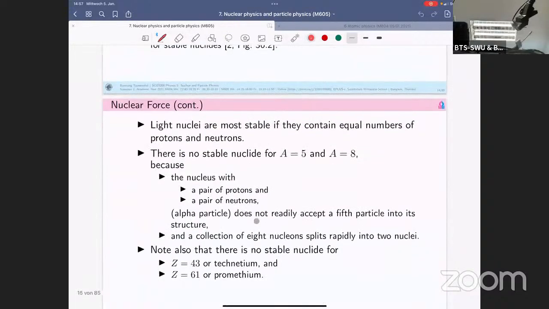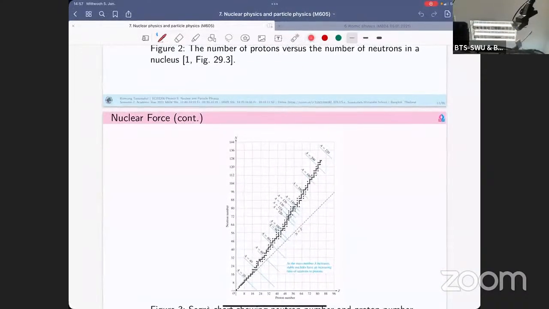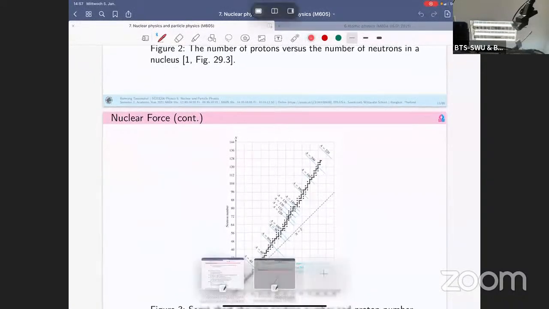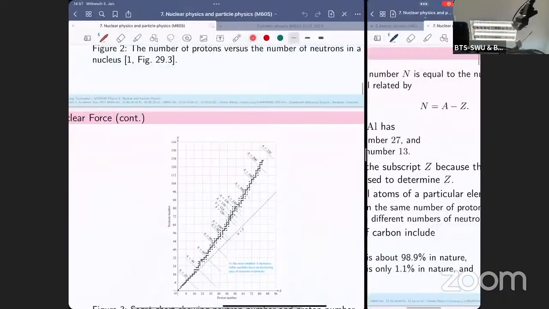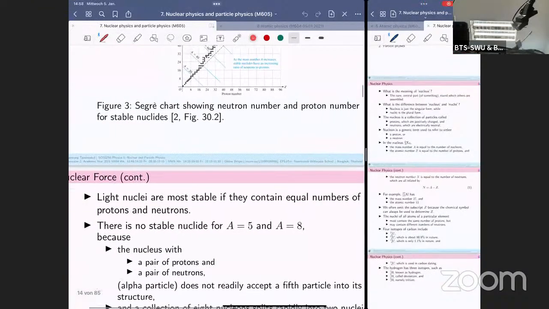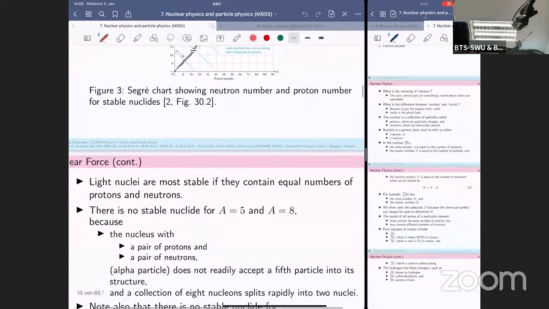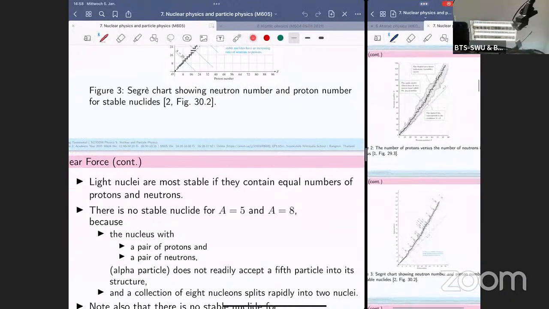Light nuclei are more stable if they contain an equal number of protons and neutrons. What we can observe from this plot is the following: light nuclei are more stable. Let's take a look at this figure too.